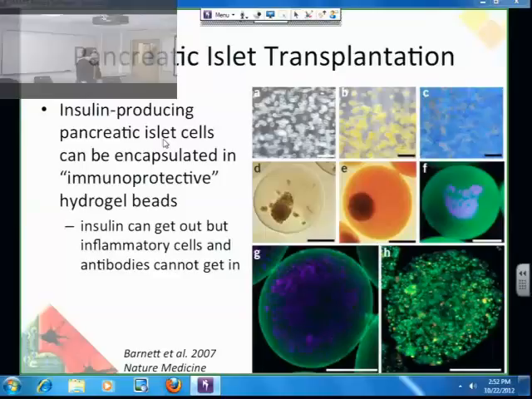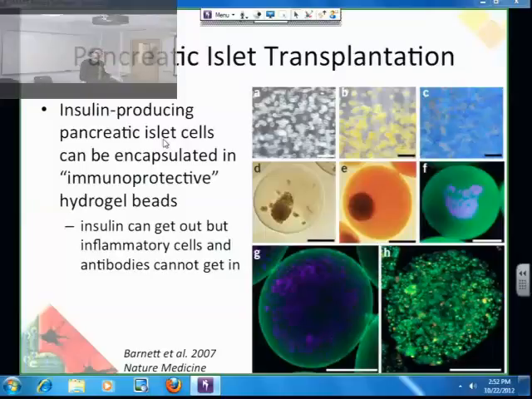So this has been used for a really cool application, which is the transplantation of pancreatic islets, which are the cells in the pancreas that produce insulin. For diabetic patients, it's been explored to encapsulate healthy insulin-producing pancreatic islet cells from a donor in a PEG hydrogel, in PEG hydrogel beads, and then implant them into a diabetic patient.